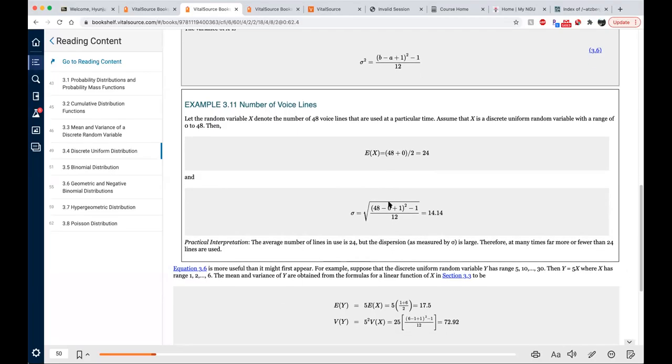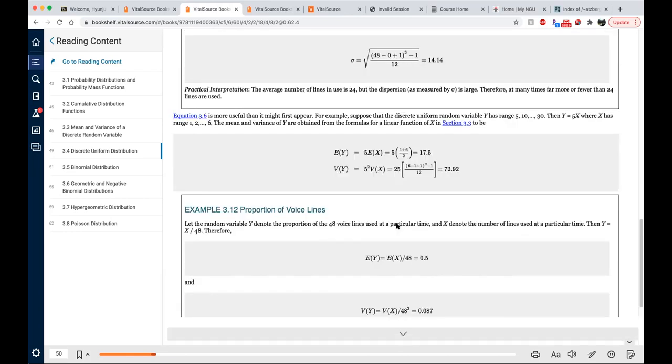Example is quite simple. Try the problem: find the expected value and then the variance or standard deviation. Let the random variable x denote the number of 48 voice lines that are used at a particular time. Assume that x is a discrete uniform random variable with a range of 0 to 48. So here a must be 0 and b must be 48, right? Then the expected value is (a + b) divided by 2, which is 24. And then the standard deviation is the square root of ((b - a + 1) squared minus 1) over 12. Okay, so it's not a big deal, right?